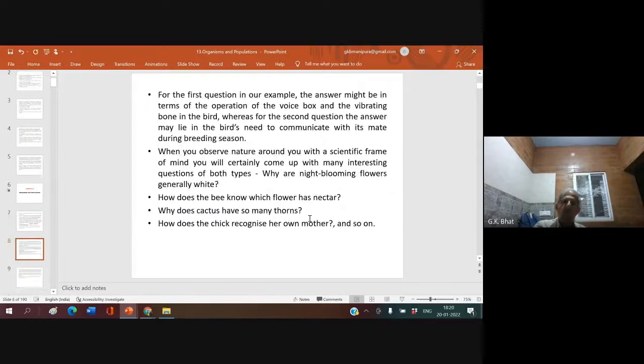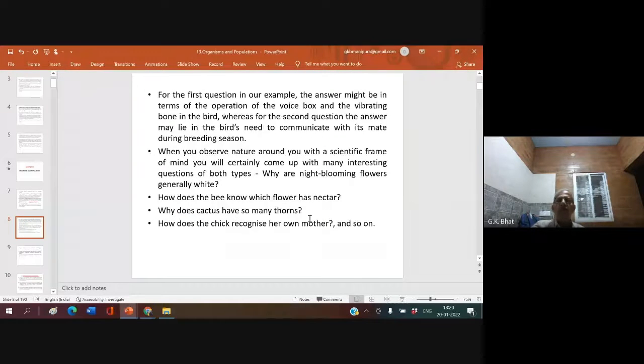Okay, coming back now. For the first question in our example, the answer might be in terms of the operation of the voice box, what we call the syrinx, and the vibrating bone in the bird. Whereas for the second question, the answer may lie in a bird's need to communicate with its mate during breeding season. It is one of the reasons.